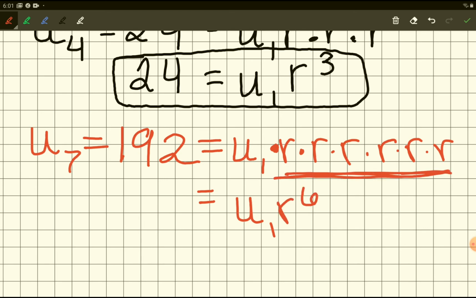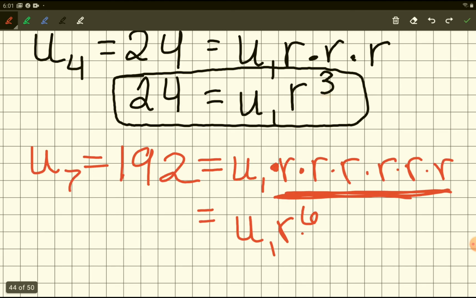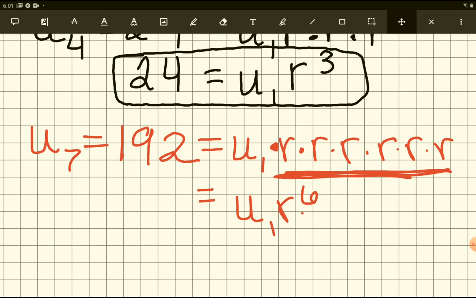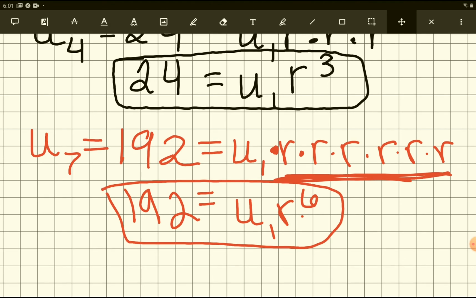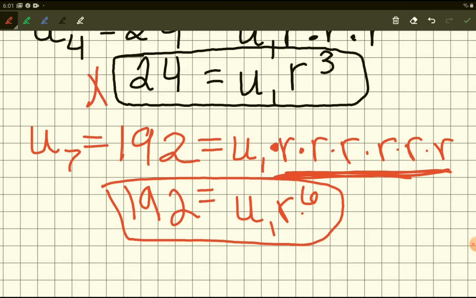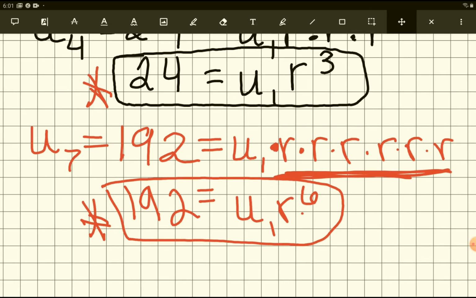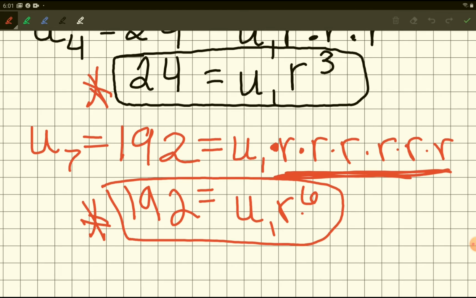Here I'm just explaining why this is 6, right, and why this is 3. But if you just want to remember it, just subtract 1 from the term number that they provide. It's easy to do that. So 192 is equal to that. Now we're going to take these two pieces of information and manipulate them even further. We're going to pit them against each other.